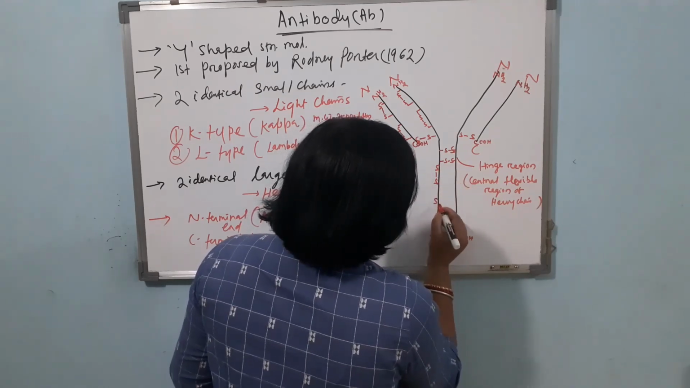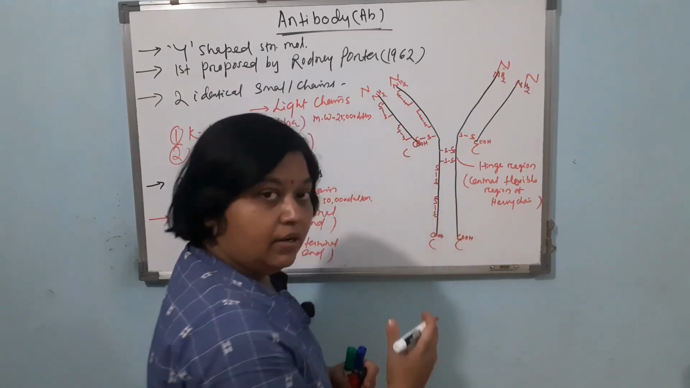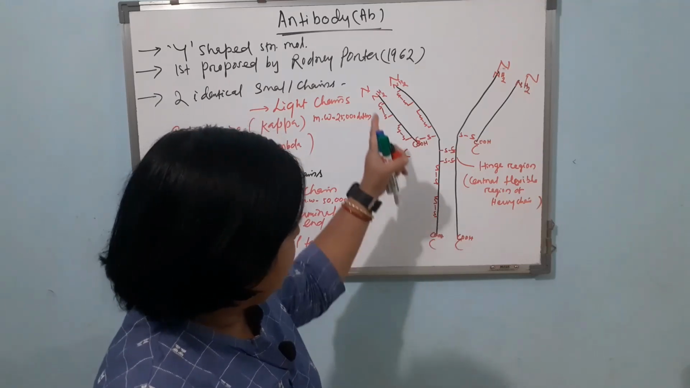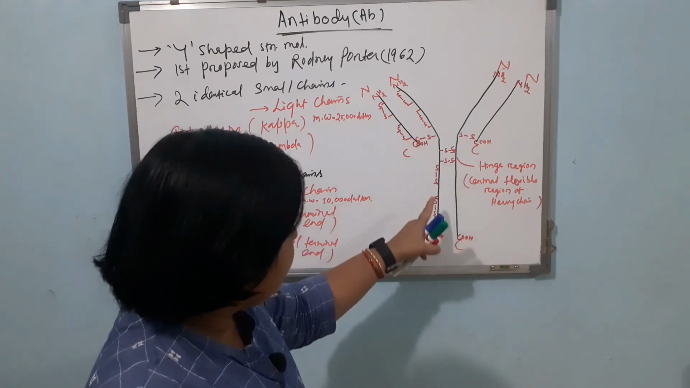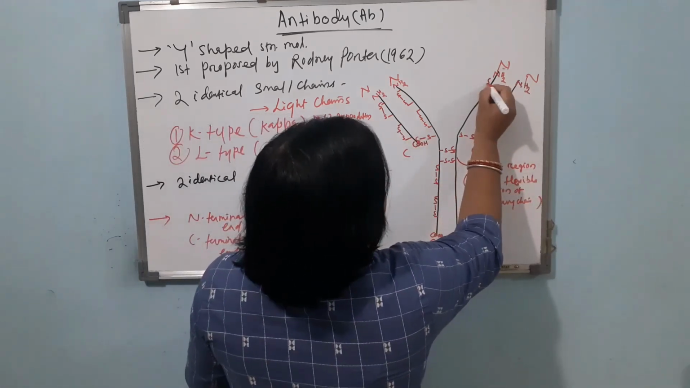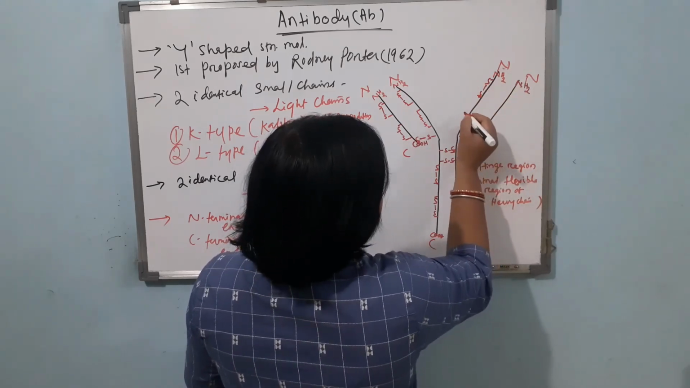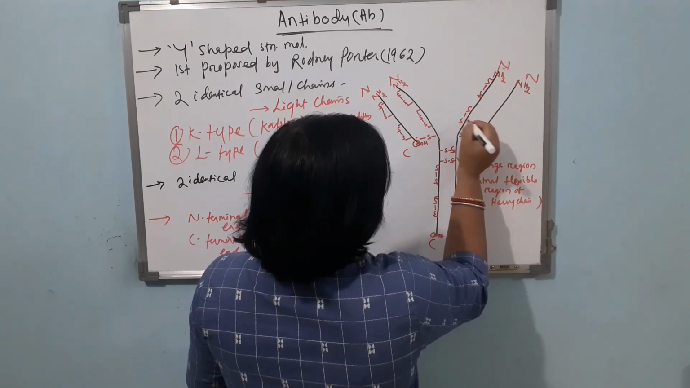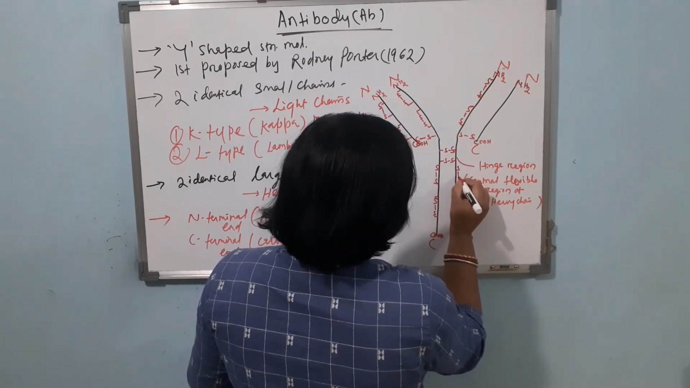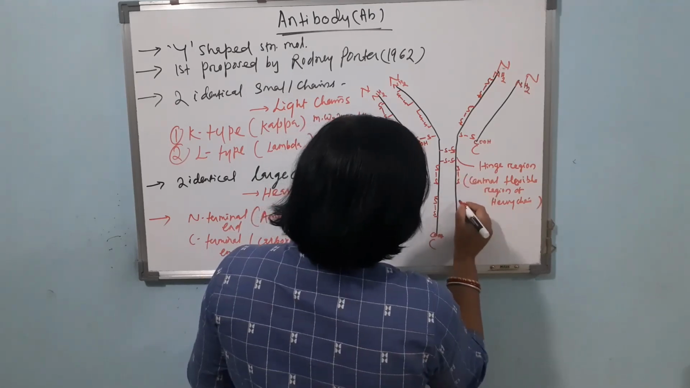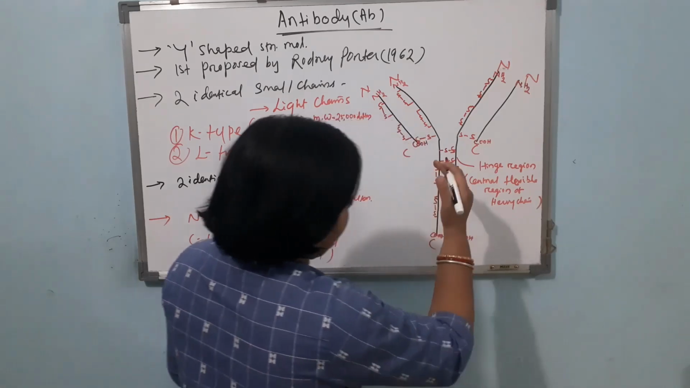It means in light chain you will find one variable region and one constant region, and in heavy chain you will find one variable region and 3 constant regions. This is the variable region, and here is one constant region, here is another constant region, here is third constant region of heavy chain.